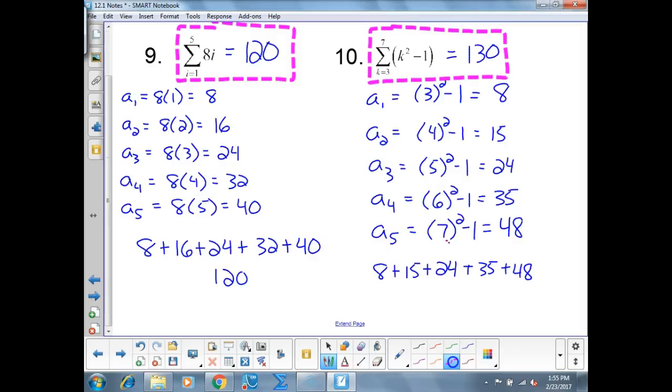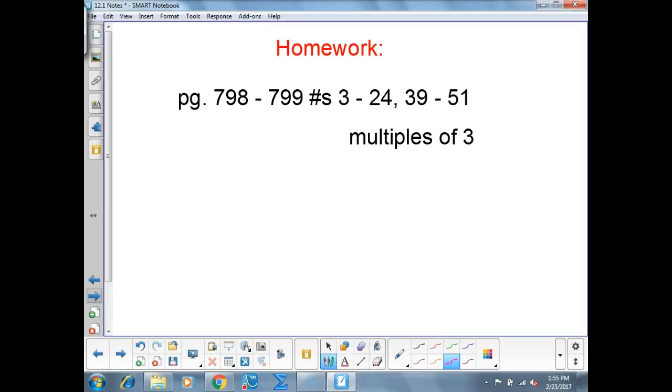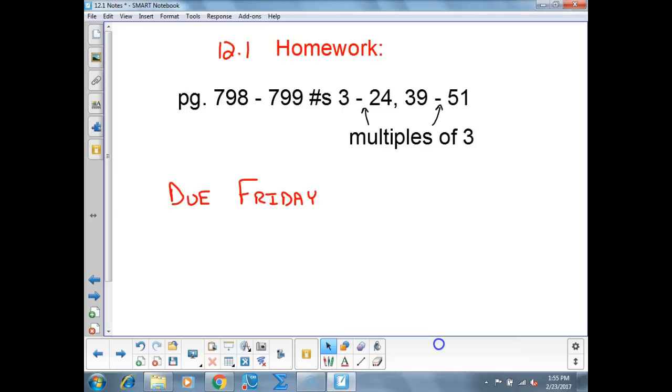Okay? Both of these are multiples of 3. And then this will be due tomorrow. Oh, I should put on there what it is too. Okay, due tomorrow.